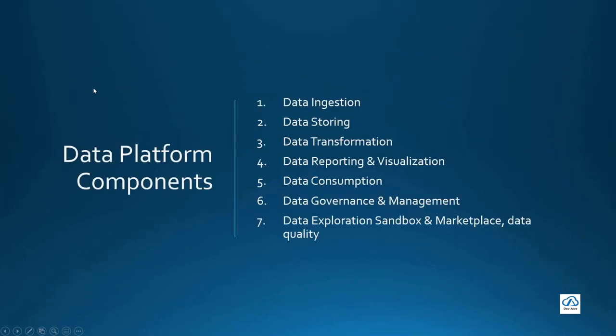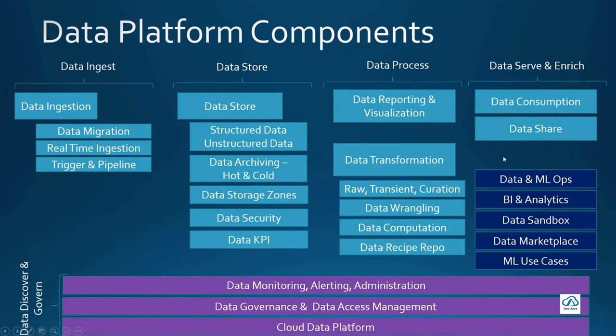Let's move forward. So the components. For the data platform components, we can see 7 different components that we need to consider to design the architecture: data ingestion, data storing, data transformation, reporting, visualization, data consumption, governance, and exploration. So if we see it as a diagram, how does it look?